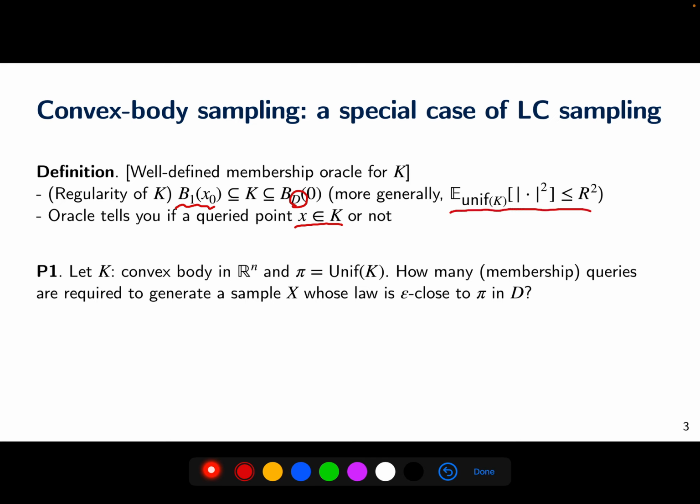In this computation model, our question is how to approximately sample from the uniform distribution phi, and how many queries we need to generate a sample X which is epsilon close to phi in some chosen metric D, and D could be anything you want, like TV distance, KL, and chi-square.